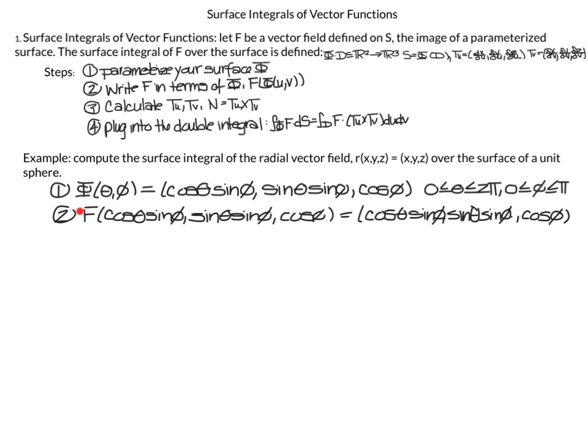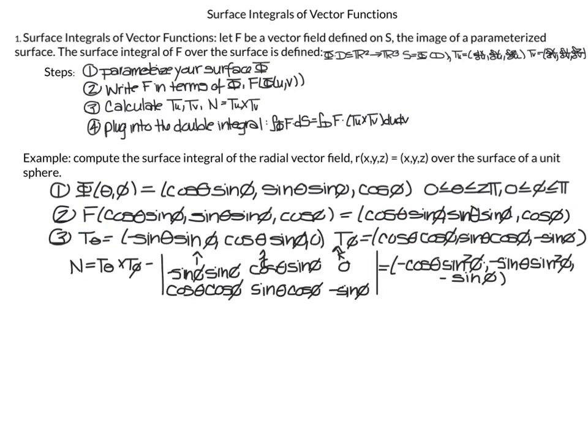So we continue on with the next step, which is to compose our vector field with our mapping. Again, we're only concerned about our vector field when x, y, and z satisfy the conditions that they are on the surface, which is why we do this function composition. And so where is my function f? Oh, my r is just equal to x, y, z. So it's just the same thing as your mapping, cosine theta, sine phi, etc.